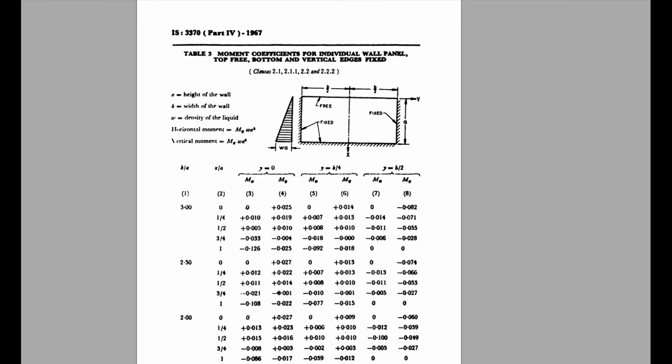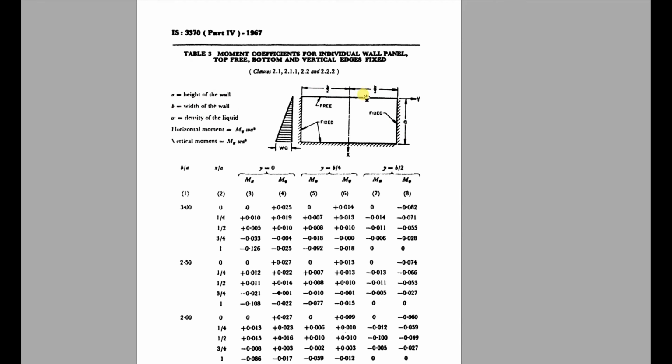Let me just show you briefly how this is applied. We have IS 3370 Part 4 here, the 1967 edition. This is our boundary condition, where we have the bottom edge fixed, the side faces also fixed, and the top free. We are not going to fix the top side of the tank wall.